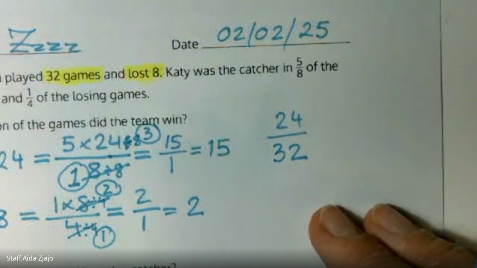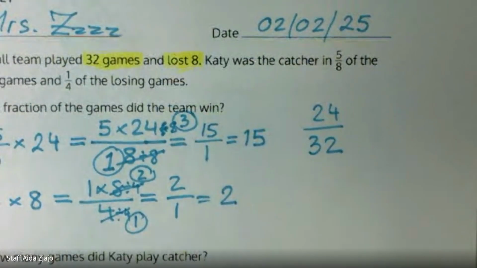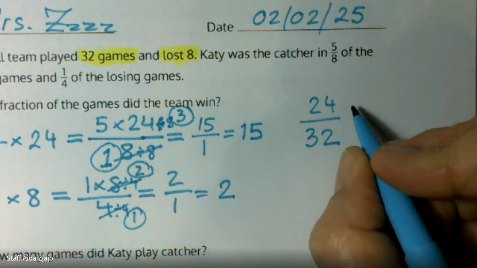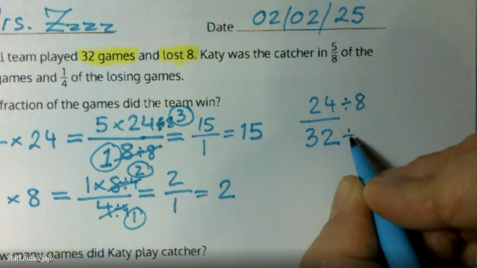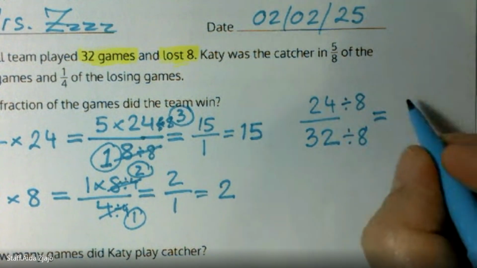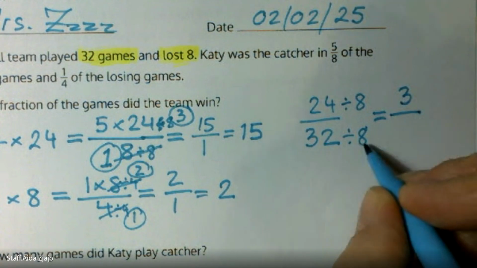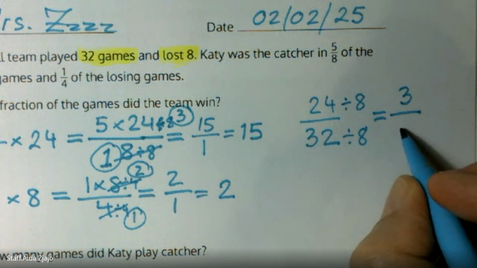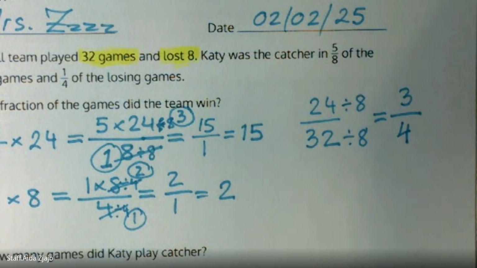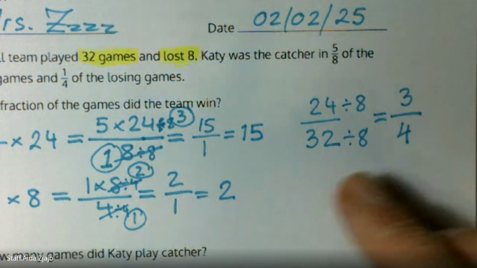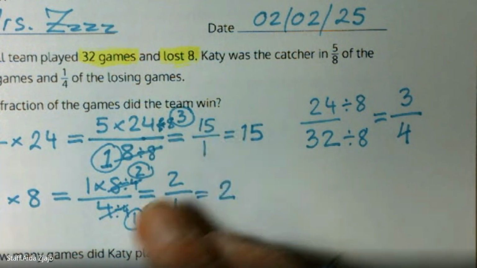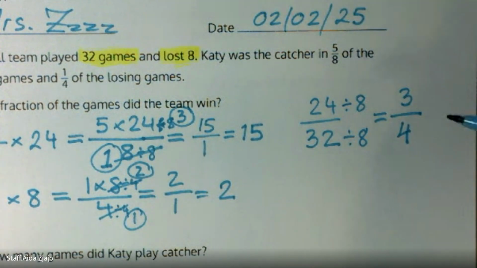We can simplify that fraction. 24 and 32 are divisible by 8, so we can divide both by 8. What number times 8 equals 24? That's 3. What number times 8 equals 32? That is 4. So we can say that 3/4 of the games the team won. 3/4.